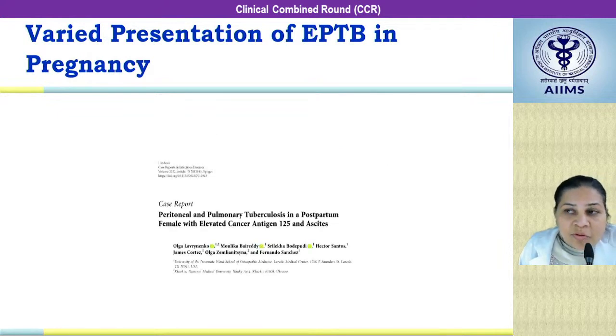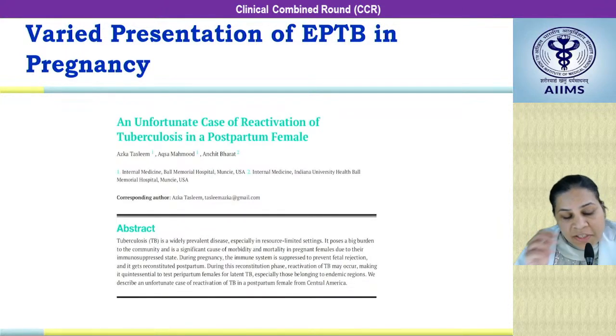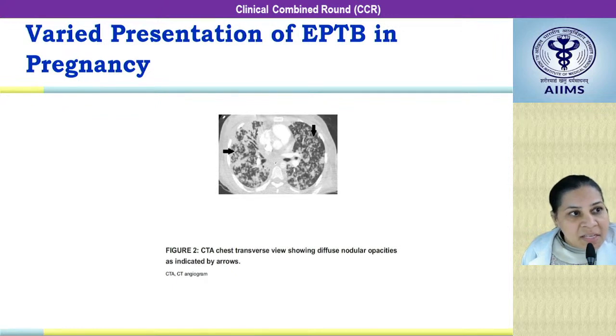In another case report, the patient presented after delivery with abdominal pain and fever, mimicking malignancy, but it was later found that the patient had peritoneal tuberculosis. In another case, a patient presented to the casualty with fever and breathlessness, and on further investigation was found to have disseminated tuberculosis. Later on, this patient expired.